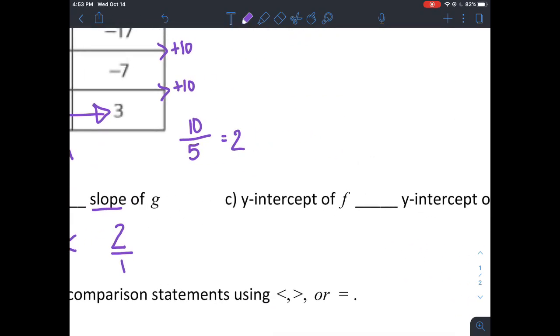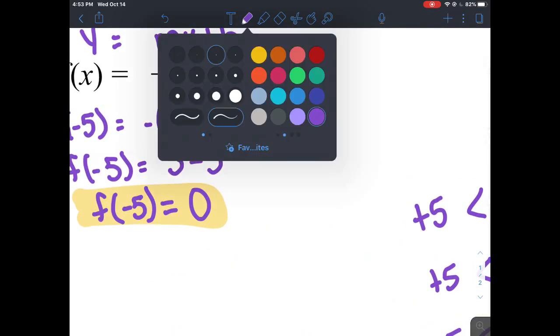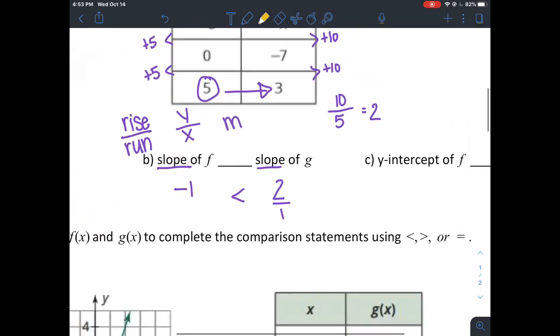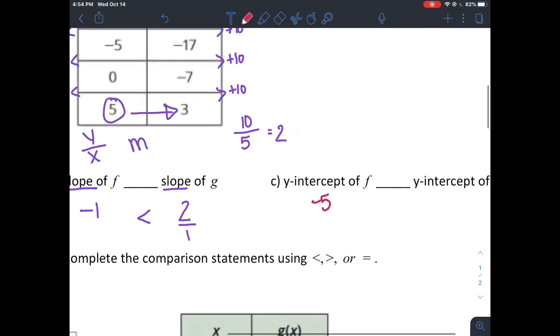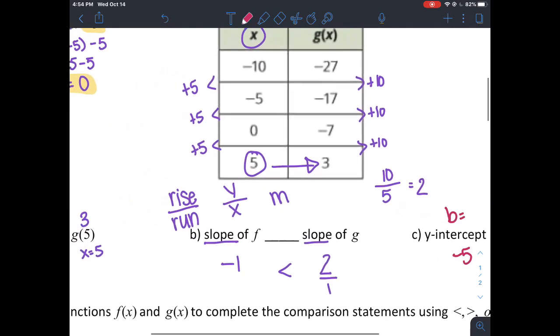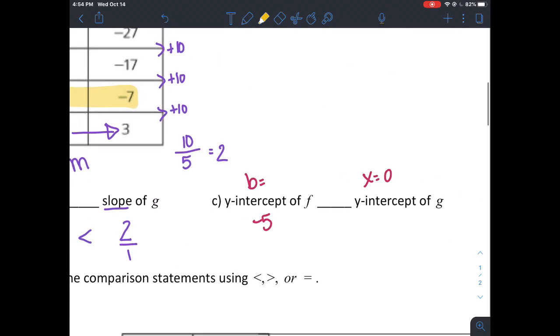And for the last one, the y-intercept of f and the y-intercept of g. So going back, let me switch colors because we got a lot of purple going on. Okay, so y equals mx plus b. b is our y-intercept, so -5. So write in -5, and then the y-intercept of g. The y-intercept is when x equals 0. So we'll look for when x equals 0. That's right here. And it looks like our y-intercept is (0, -7). So my y-intercept is -7.